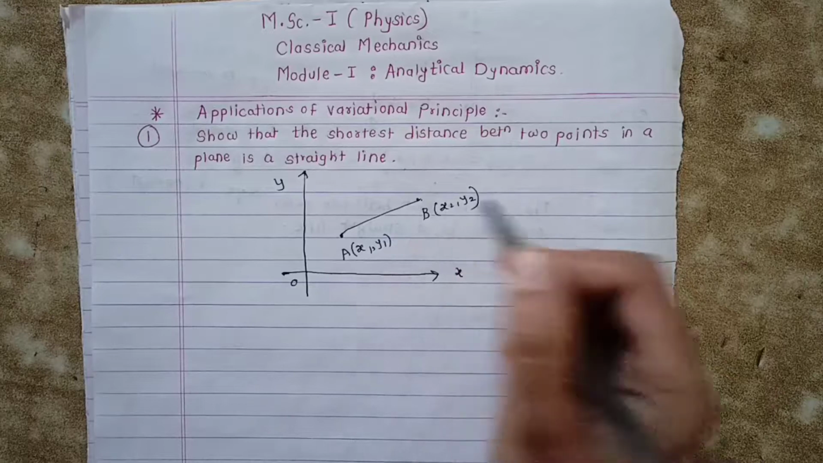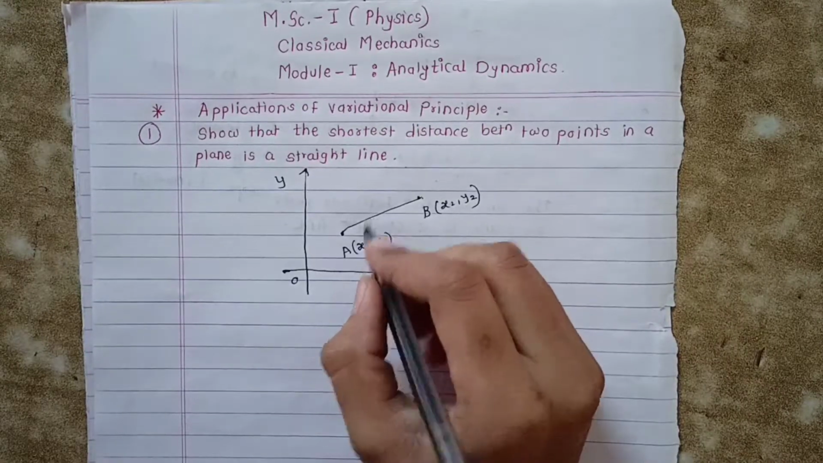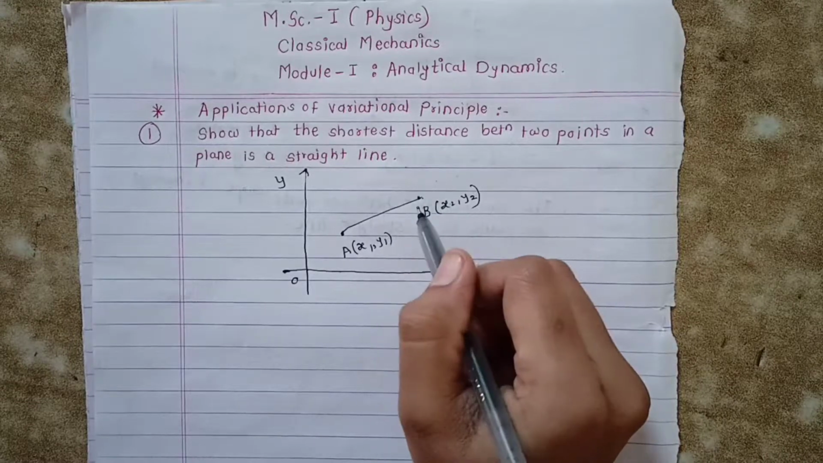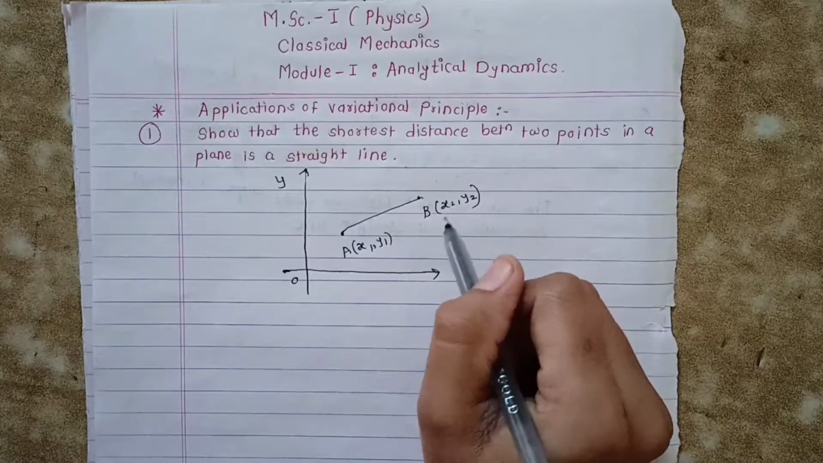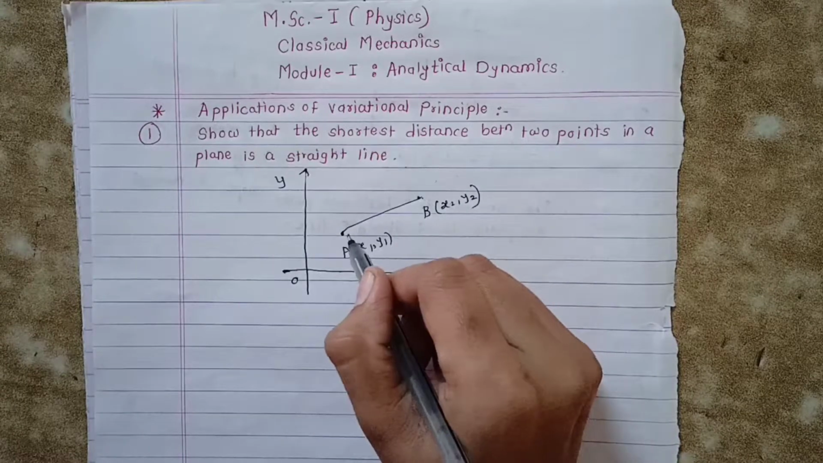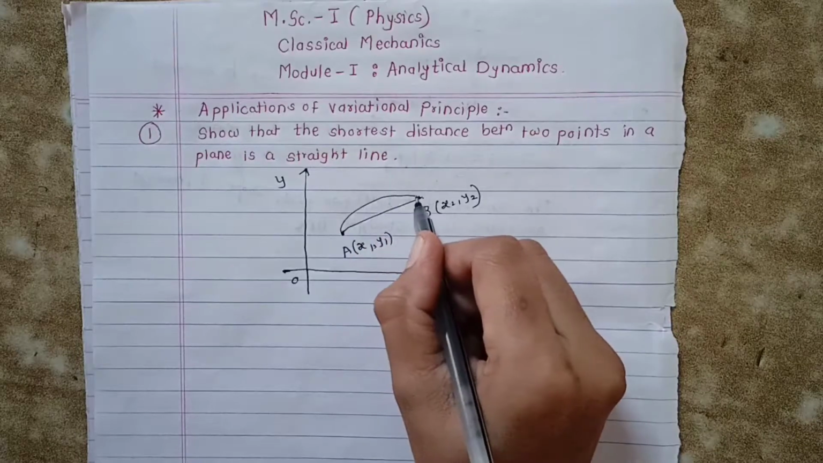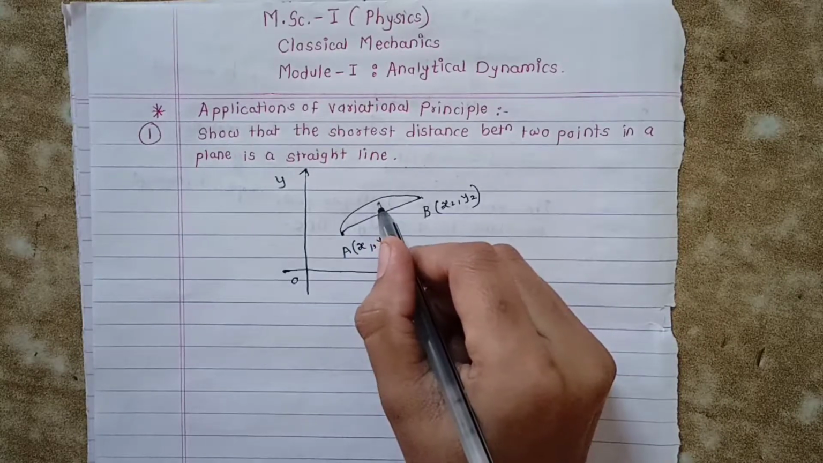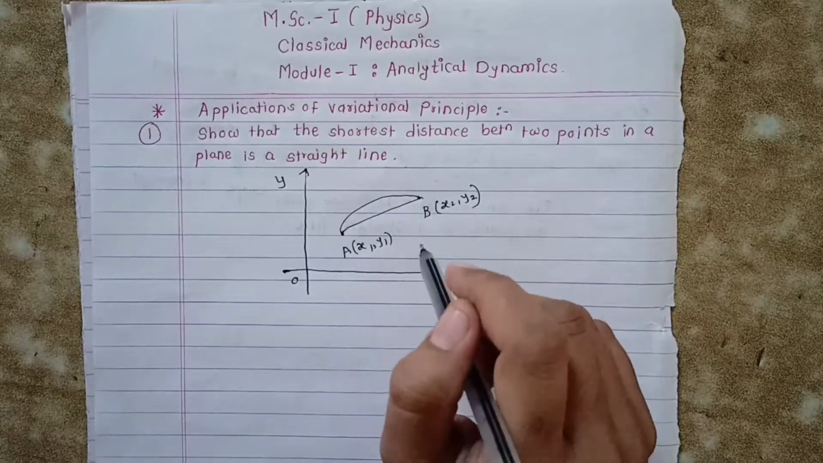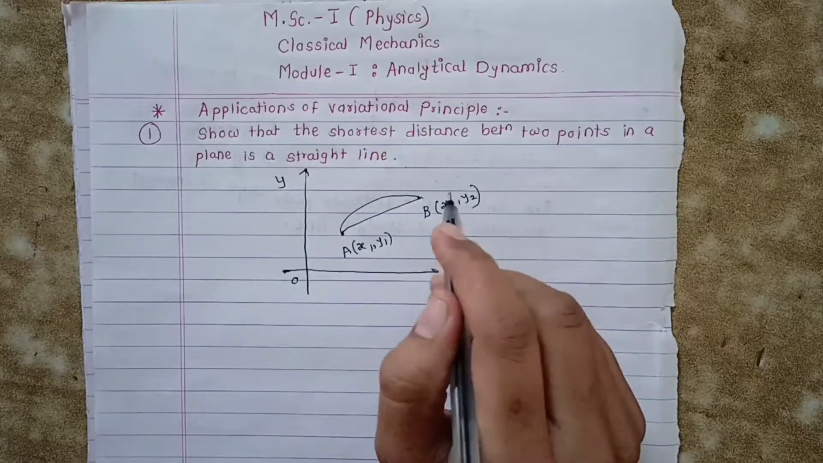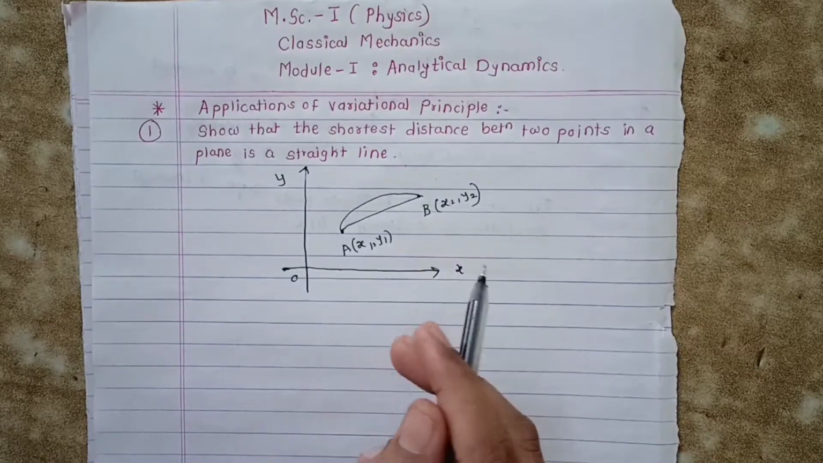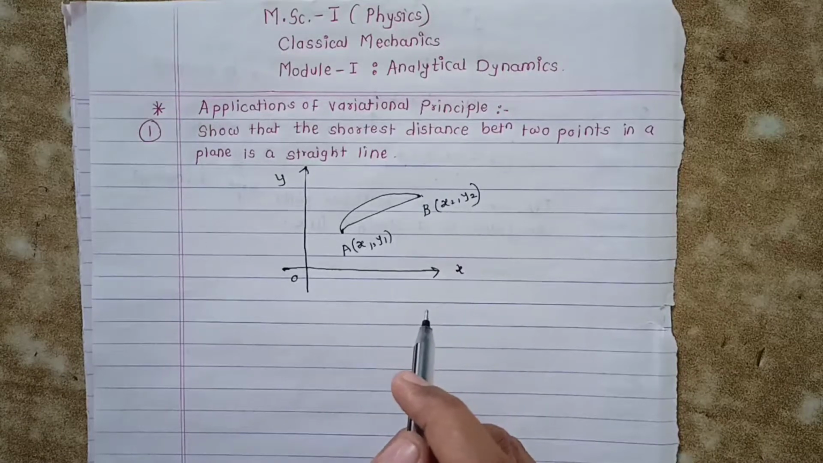So this is the straight line, this is the shortest distance, and in general there are different paths to go from point A to B. So let's say this curve, but this is not the shortest distance. The shortest distance between 2 points on the plane is nothing but the straight line, and this is what we have to show. Now let's start. This is the xy Cartesian coordinate system.